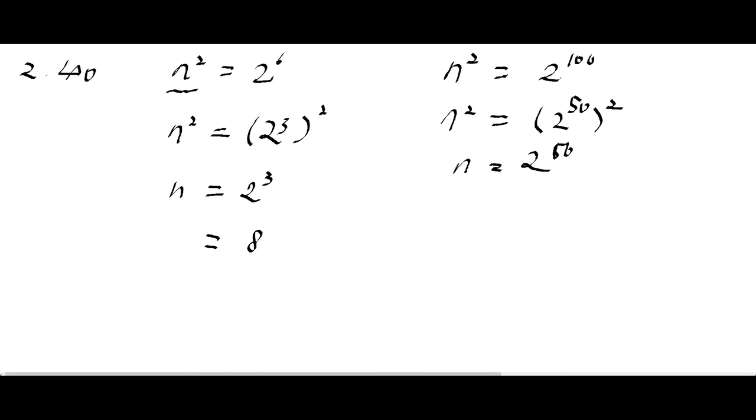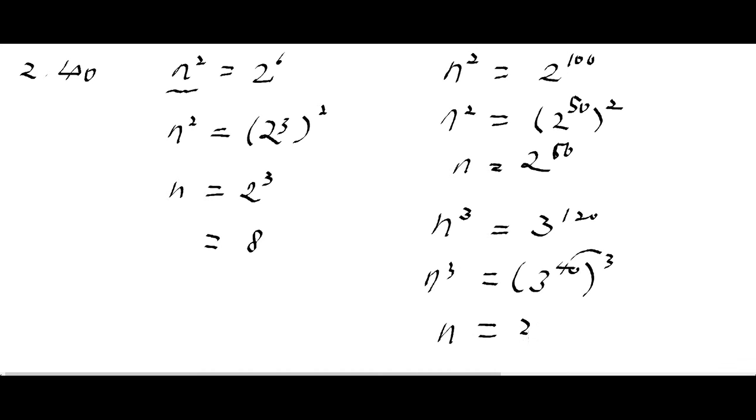This case is just n squared, but you can also do n cubed, n to the fourth, like that, okay? I want to give another example. n cubed equals 3 to the 120th power. How can you find n? n cubed would equal 3 to the 40, because 40 times 3 is 120, right? So n is 3 to the 40th power. You guys understood? Does it have to be cubed? Yes, it has to match, you just check the power, okay?